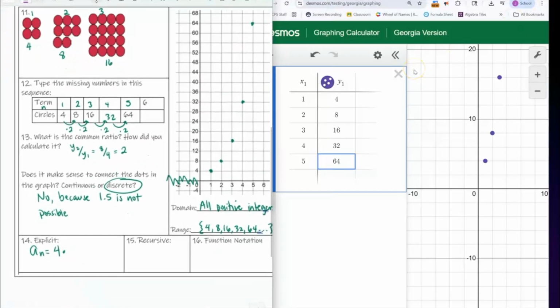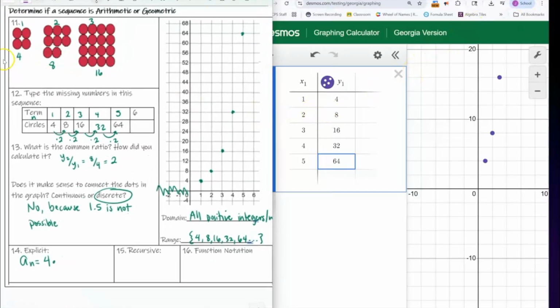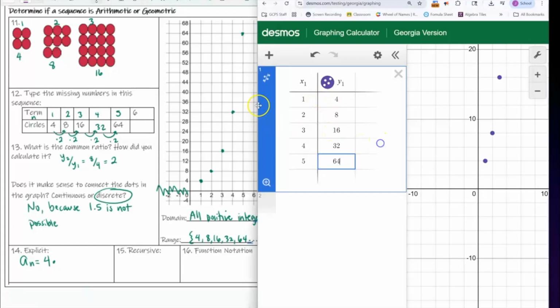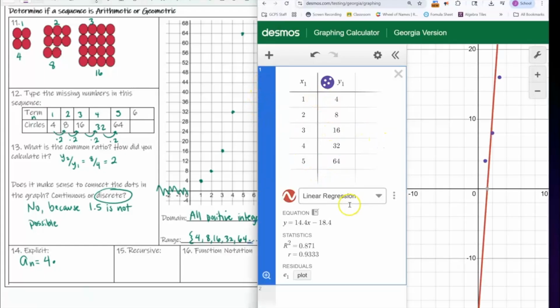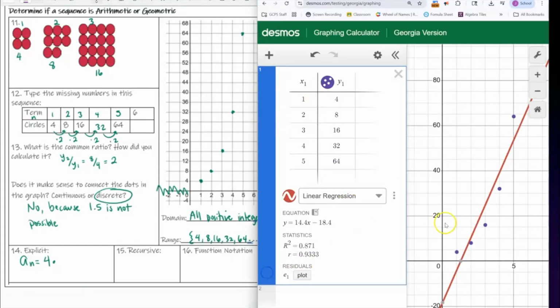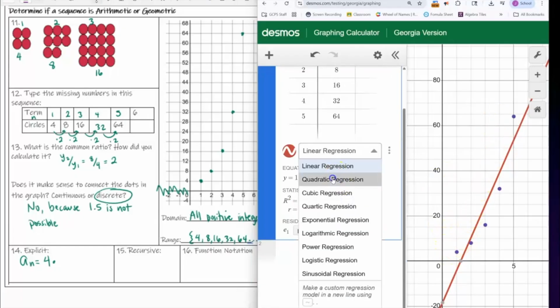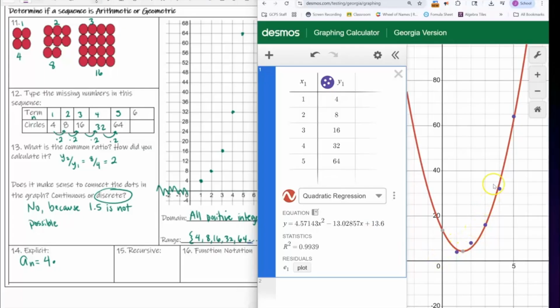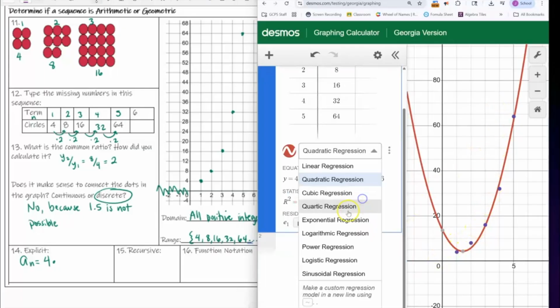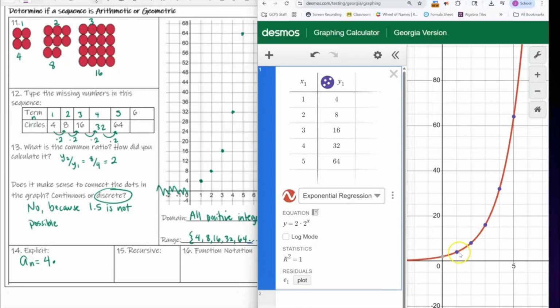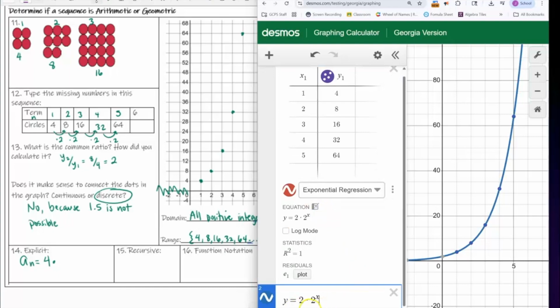While I'm here, I'm just going to show you that as well. I've typed the sequence into a table. We're going to come here. If it was linear, we'd hit zoom fit and it would go perfectly through every dot. Because it is not linear, we've also done quadratic. That would also need to go perfectly between each dot, but it is not quadratic. The only other one we deal with is exponential, and you can see that it clearly goes through each dot. So this is my function. I'm just going to copy it right there so that I know.